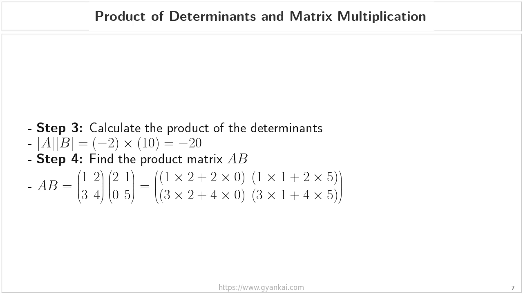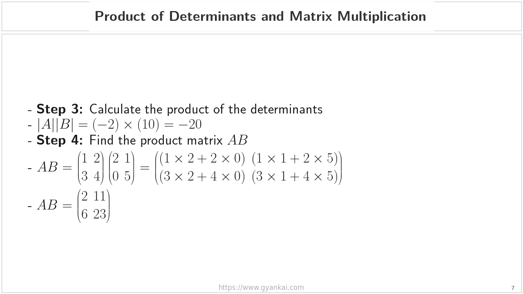To do this, we perform matrix multiplication using our original matrices. We take matrix A, which has 1, 2, 3, and 4, and multiply it by matrix B, which has 2, 1, 0, and 5. To find the elements of our new matrix, we multiply the rows of the first matrix by the columns of the second. For the top left element, we take 1 times 2 plus 2 times 0. For the top right element, we calculate 1 times 1 plus 2 times 5. Moving to the bottom row, the bottom left element is 3 times 2 plus 4 times 0, and the bottom right element is 3 times 1 plus 4 times 5.